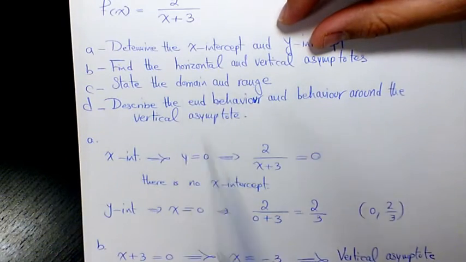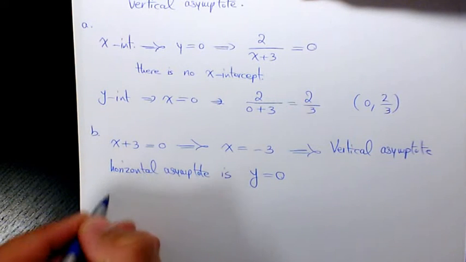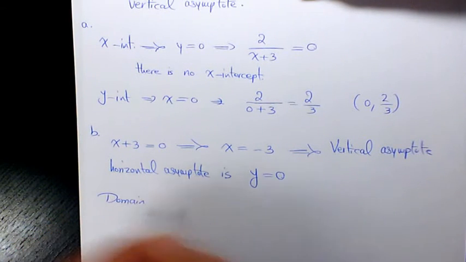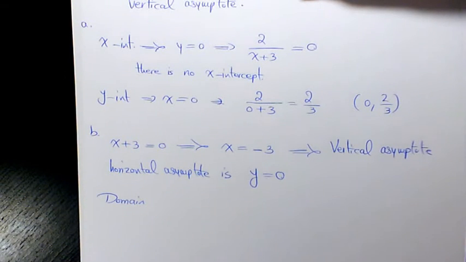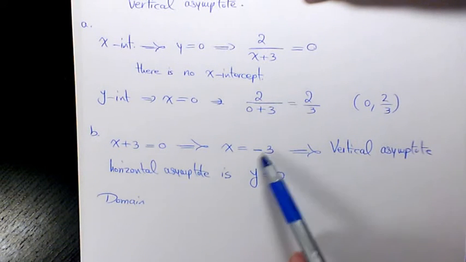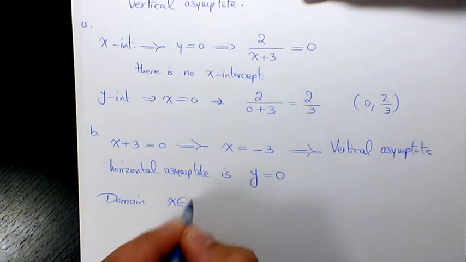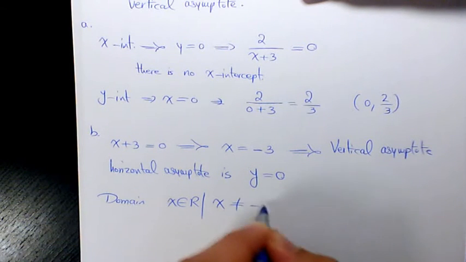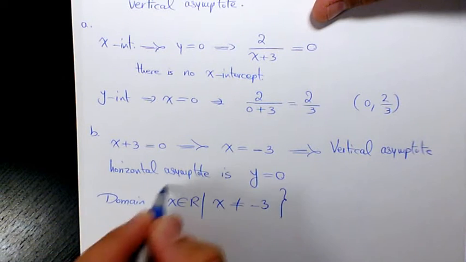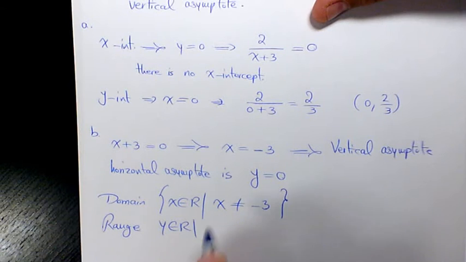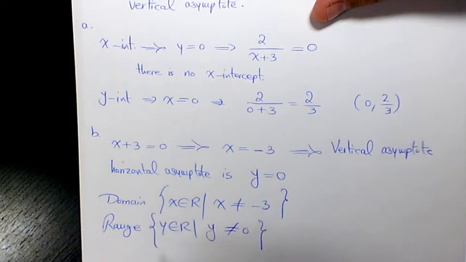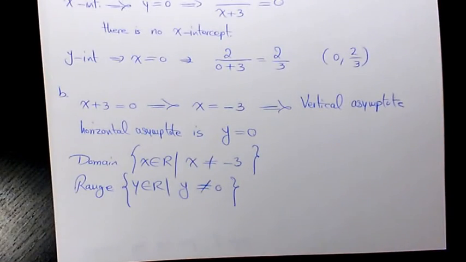Then it says state the domain and range. The domain is everywhere, but you need to get rid of x equals negative 3, because x is defined from negative infinity to positive infinity except this point. So x cannot be equal to negative 3. That's the domain. What about the range? The range is y cannot be 0. So that's the range.